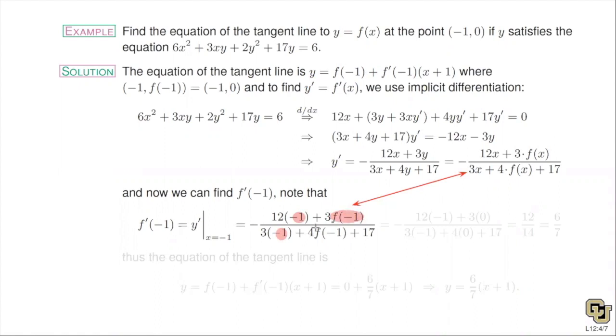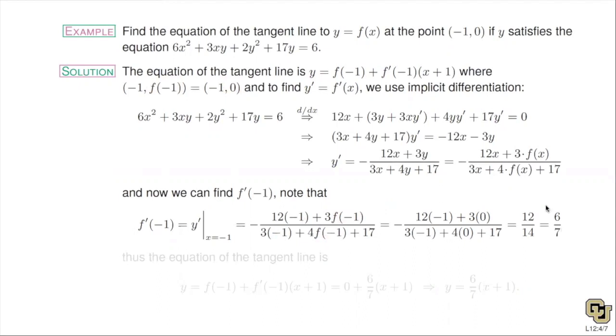Here I have f of -1, f of -1. And of course, we know we're given f of -1 is 0. So I can plug in the zeros. I can do the math. I get 12 over 14, or 6/7.